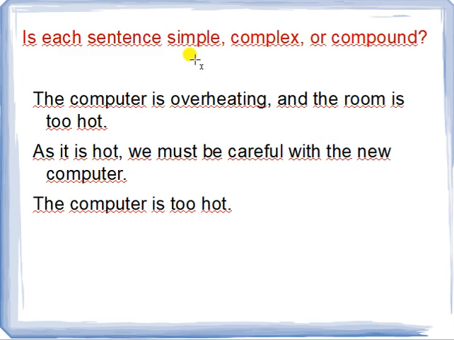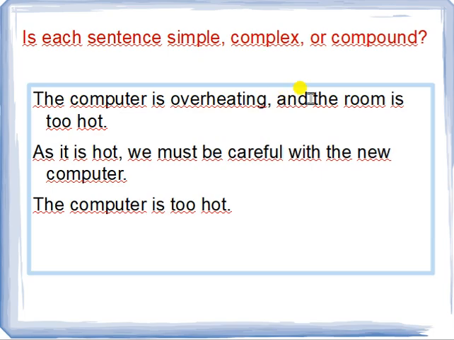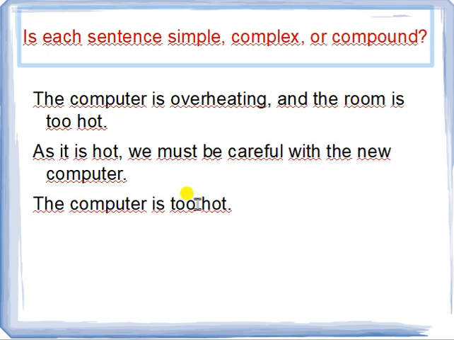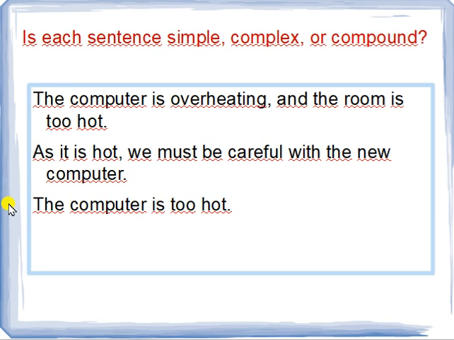Is each sentence simple, complex, or compound? Well, your clue in this one is the word and. So then we've got a simple sentence, the computer is overheating. There's our conjunction. Second simple sentence, the room is too hot. So it's a compound. Let's jump to this one because this one's very clearly a simple. One subject, one verb. So then this one's probably going to be complex.